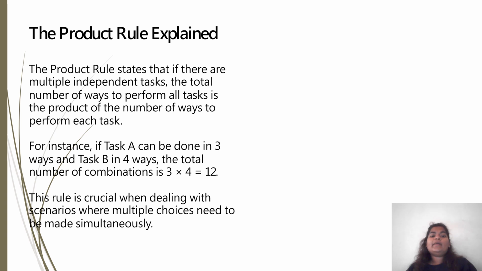Here next you can see the product rule explained. The product rule states mainly that if there are multiple independent tasks, the total number of ways to perform all tasks is the product of the number of ways to perform each task. For instance, if task A can be done in 3 ways and task B can be done in 4 ways, the total number of combinations is 3 into 4, which is equal to 12. This is crucial when dealing with scenarios where multiple choices need to be made simultaneously.